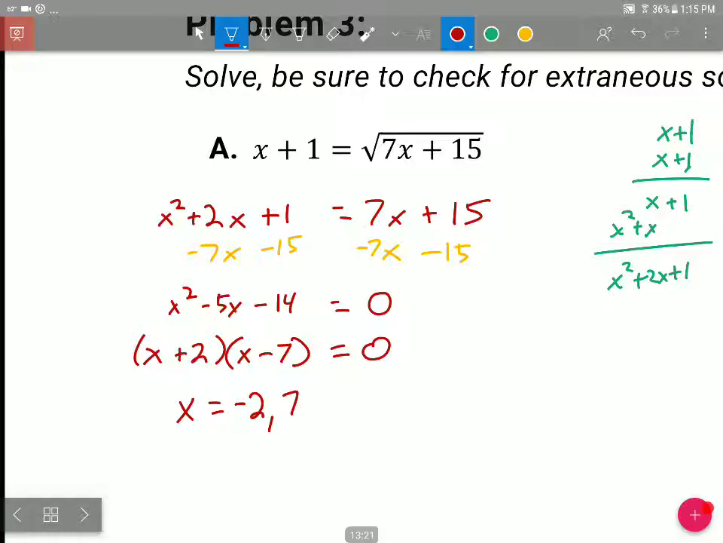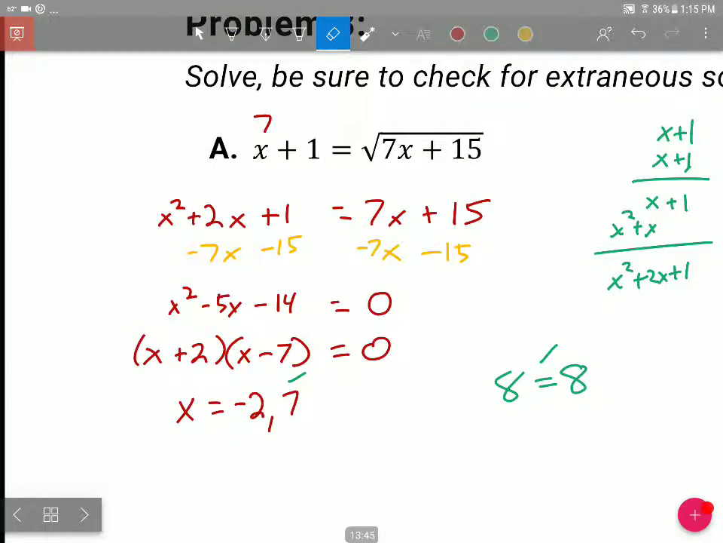So if I try the 7, what is 7 plus 1? 8. Okay, so let's go over to the right. What is 7 times 7? 49 plus 15 is? 64. What's the square root of 64? 8. Do those work? Yes, so the 7's good.